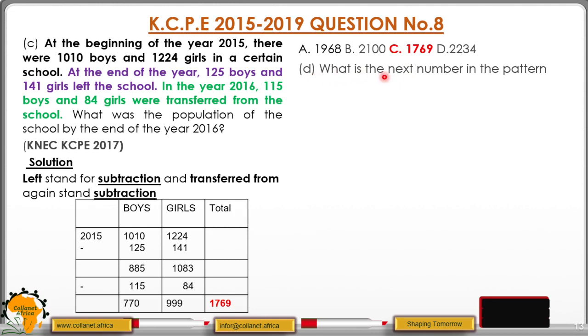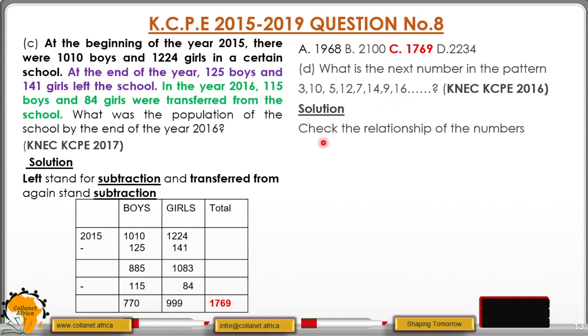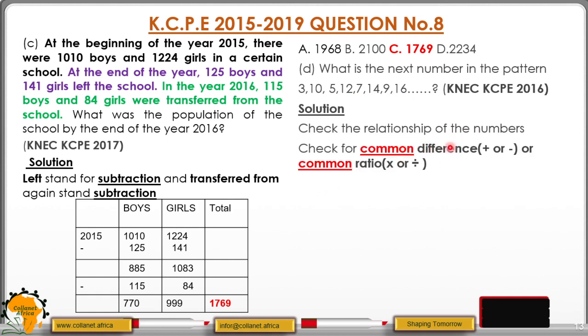Question D. What is the next number in the pattern? This was tested in 2016. So you're going to see that you have 3, we have 10, we have 5, we have 12, 7, 14, 9, and 16. So here you'll observe something, that check the relationship of the numbers, check common difference, that is plus and subtraction, or common ratio or factor, multiplication and division.